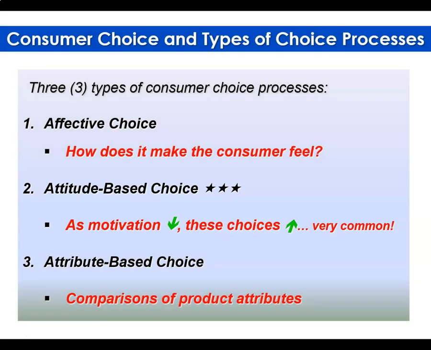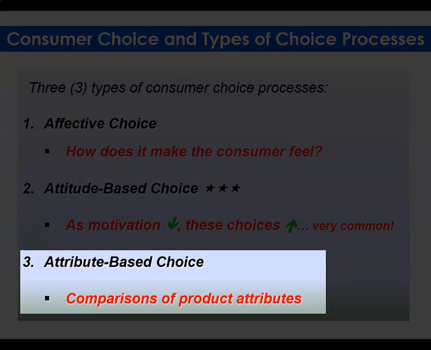Indeed, as our motivation to make a choice decreases, these types of choices, attitude-based choices, become increasingly more common. Most people tend to collect very little information about a product or service they're considering. In other words, we do very little homework when it comes to making our choices. An attitude-based choice involves the use of our general attitudes, summary impressions, intuitions, or heuristics.